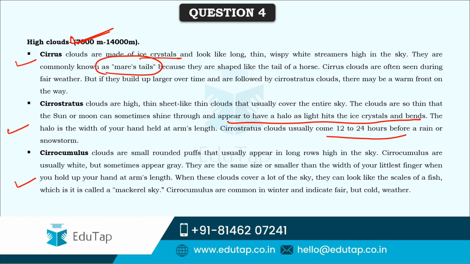Next is cirrocumulus. Now these are small rounded puff like structures, which appear in long rows in the sky, and these are usually white, but sometimes they can appear gray as well. And since these clouds cover most of the sky, and they look like scales of fish, that's the reason whenever these clouds are present in the sky it is called a mackerel sky. And these are most common in winter, and they indicate fair but cold weather, not very chilly or rainy or stormy, but yes, fair and cold weather.